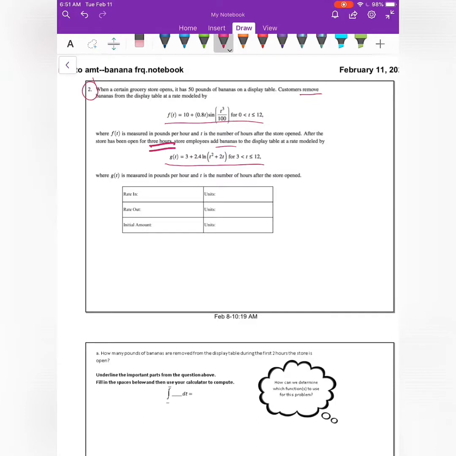And then after 3 hours, the employees start adding bananas back to it. So the rate in, in this problem, is actually g of t, because that's the rate at which bananas are being put back. The rate out is f of t, those are customers removing it, and both of those are in pounds per hour. And the initial amount: when a certain store opens, it has 50 pounds of bananas on the display table. So that's 50 pounds to start. All important stuff just from reading the initial setup of the problem.